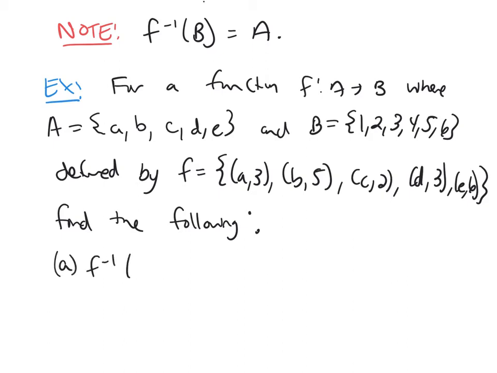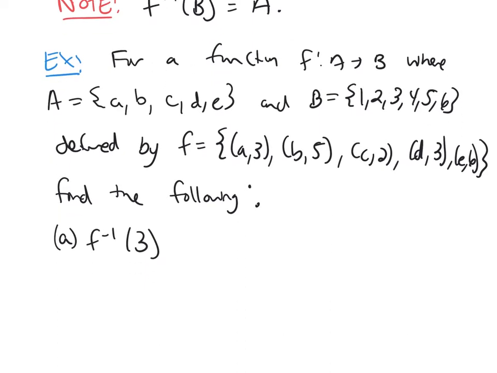F inverse of 3. So you're going to look through your ordered pairs and see when is my second coordinate 3. So here my second coordinate is 3, and here my second coordinate is 3. And so you're going to look then in those cases at your first coordinate, a and d. So f inverse of 3 would be the set a, d.